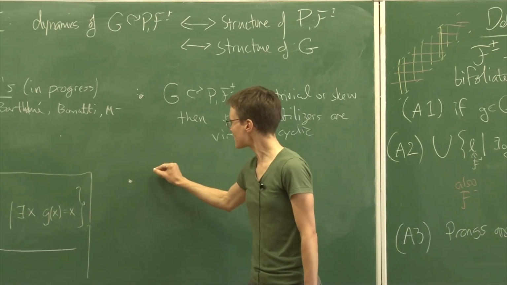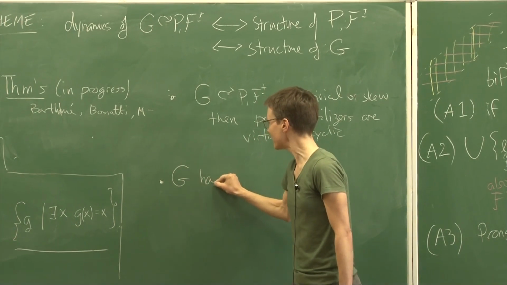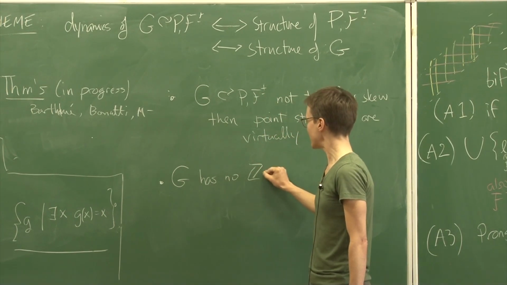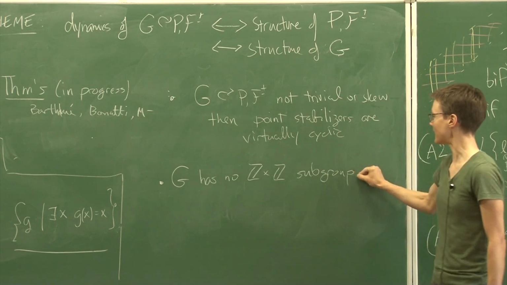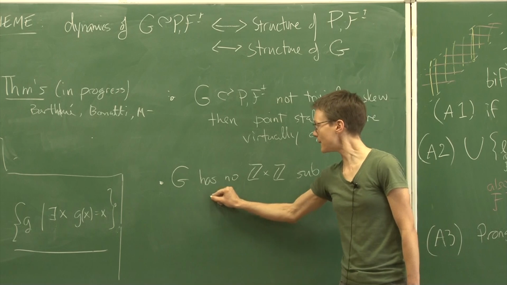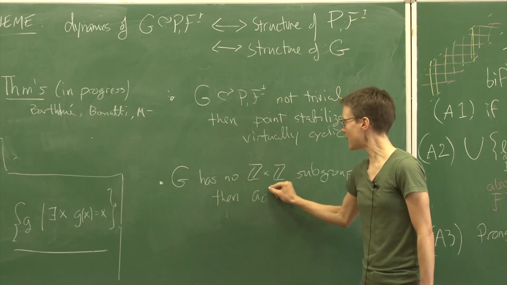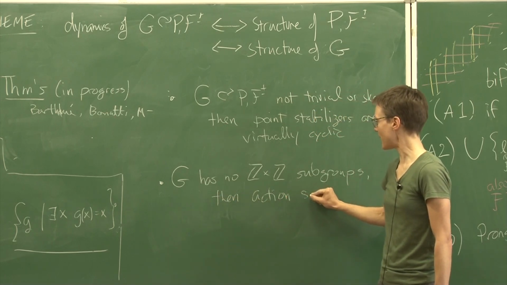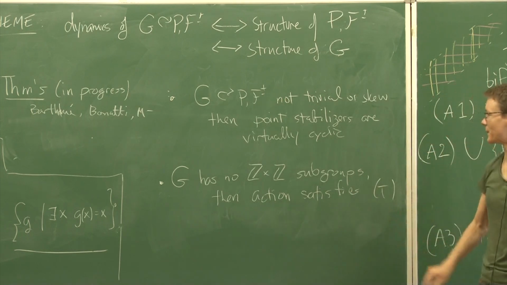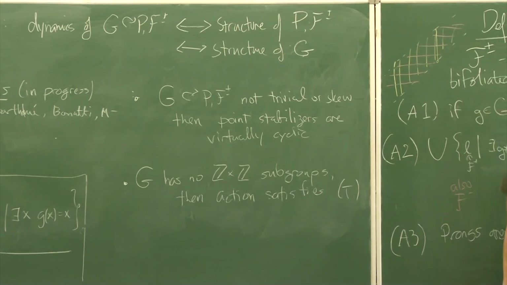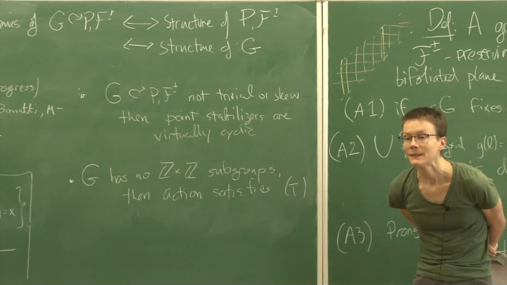Maybe here's another nice result. If G has no Z cross Z subgroups, and many examples exist, then automatically the action satisfies this transitivity property.